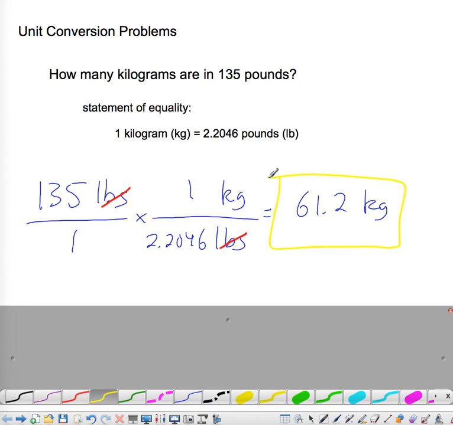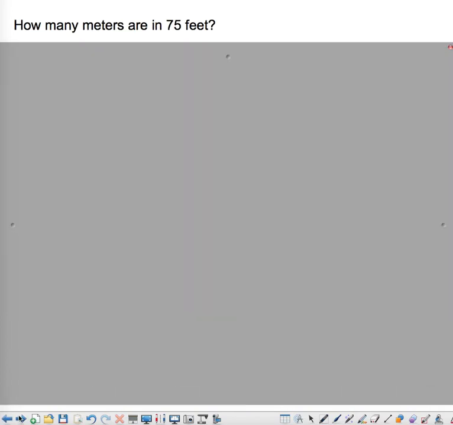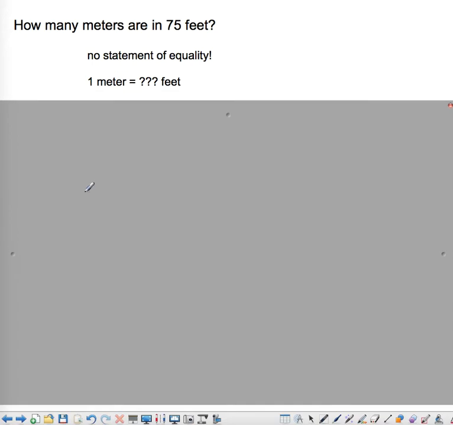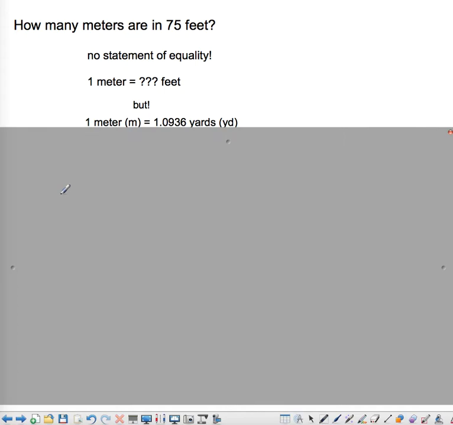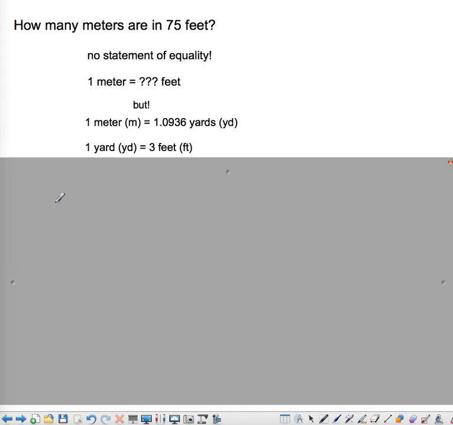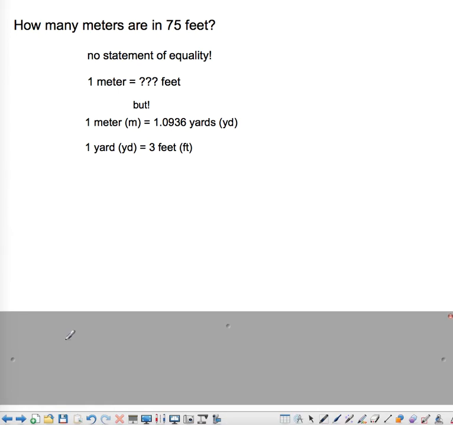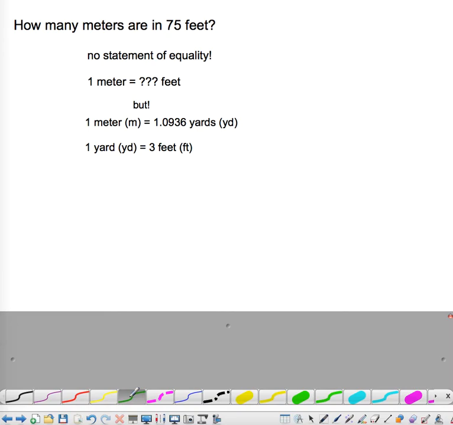Great. Now, here's another example. Suppose I want to know how many meters there are in 75 feet. Well, if I look on my data sheet, I will see that I don't have a statement of equality that tells me exactly how many feet there are in a meter. However, I do see that 1 meter equals 1.0936 yards, and 1 yard equals 3 feet. So that means I could convert from feet to yards and from yards to meters. But instead of doing this as two separate operations, I'll set it up as a single calculation.